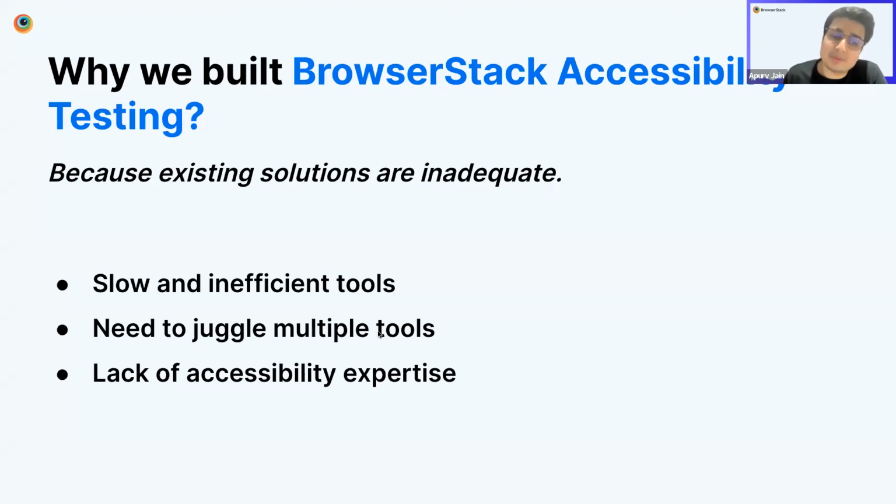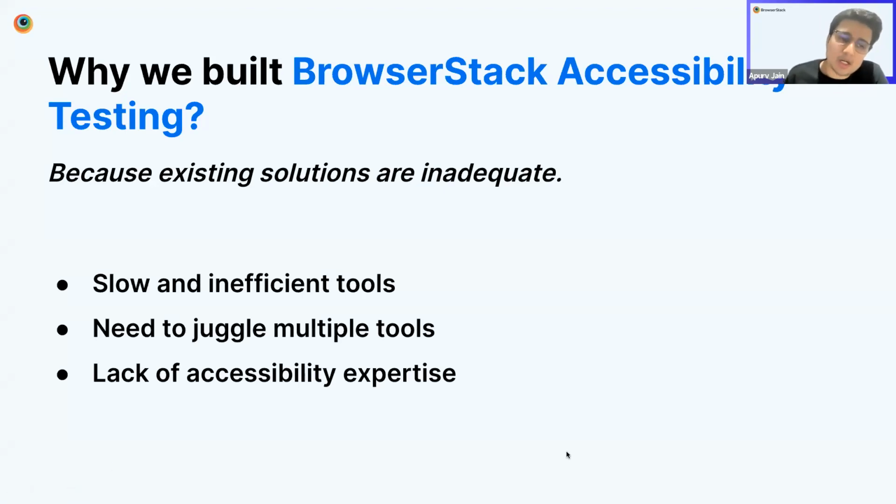So this means that you have to evaluate different tools, procure them, maintain them, and do all of these things with a variety of tools. And I think the third aspect is the lack of accessibility expertise in general.